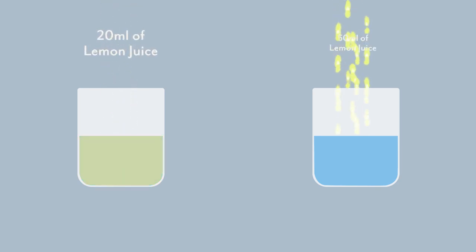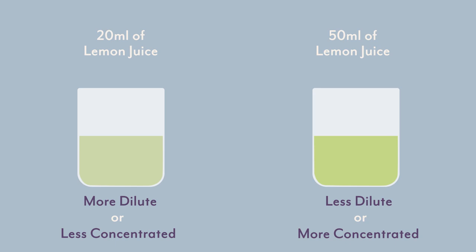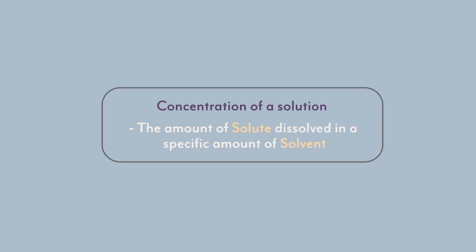For example, if we have two beakers, each containing 100 milliliters of water, and in the first beaker we put 20 milliliters of lemon juice, while in the second we put 50 milliliters of lemon juice, we say that the first solution is dilute as compared to the second one, or that the second one is more concentrated as compared to the first one. But how exactly do we define concentration of a solution? The amount of solute dissolved in a specific amount of solvent of a solution.